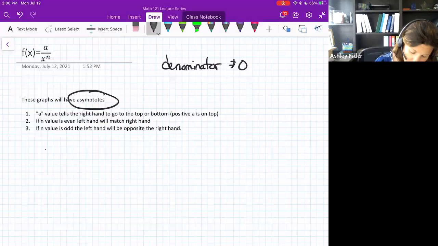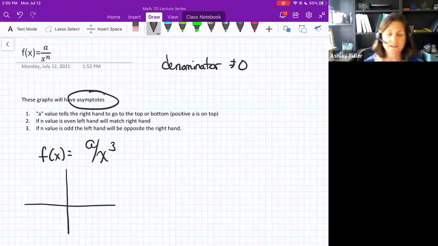For an example of what these are going to look like, let's consider something like a/x^3. What our steps here tell us is the a value tells the right hand to go to the top or to the bottom. If a is positive, the right hand's going to be on top. So in this case, my right hand's going to be on top. These look a little different. They're going to take this sort of shape.